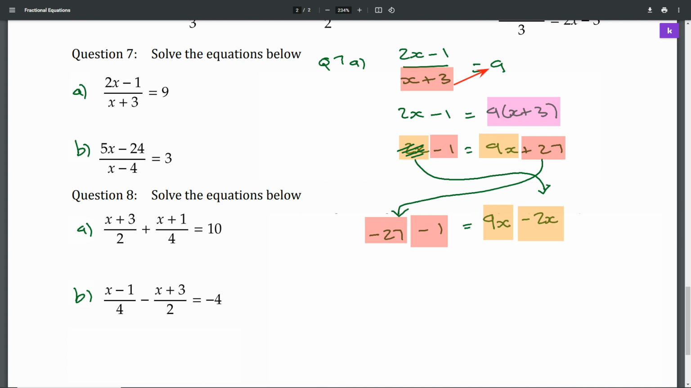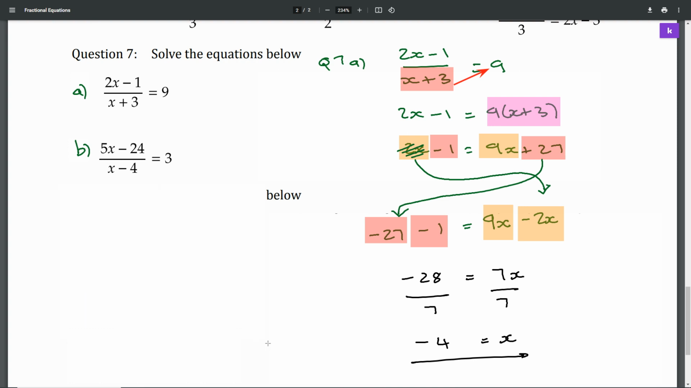Now I can simplify the left-hand side. Negative 27 minus 1 is negative 28. 9x minus 2x is 7x. And so I divide by 7 on both sides, and I get x equals negative 4 for this one. So try the second part now.